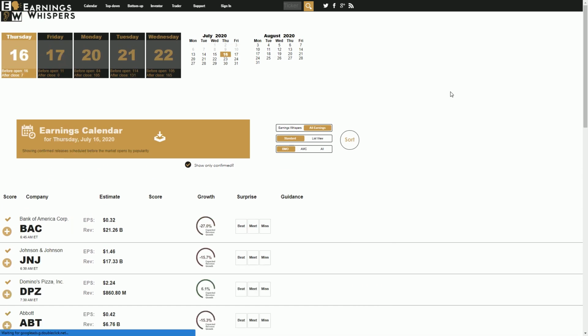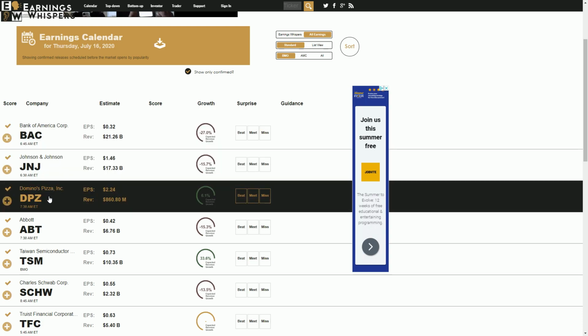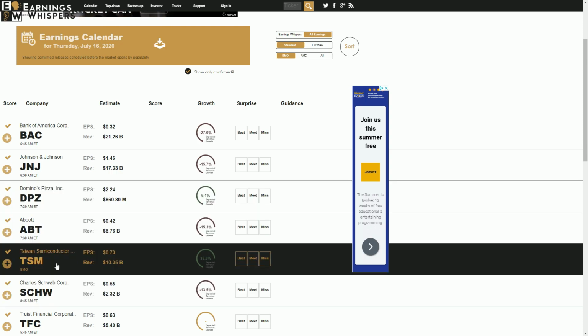So if we go on to Thursday, and this will be the last one that I'll really be looking at, I like Domino's because they are a big mover. However, a lot of that has been priced in. They move a lot, so it's going to be one that's interesting to watch. I also like Taiwan Semiconductor as another big one, just because you've seen Intel, AMD, and Nvidia have been moving a lot. So be watching that one, TSM.